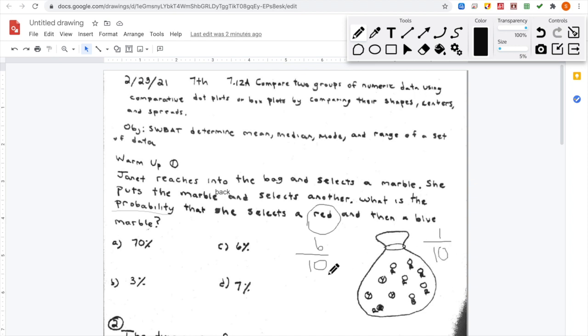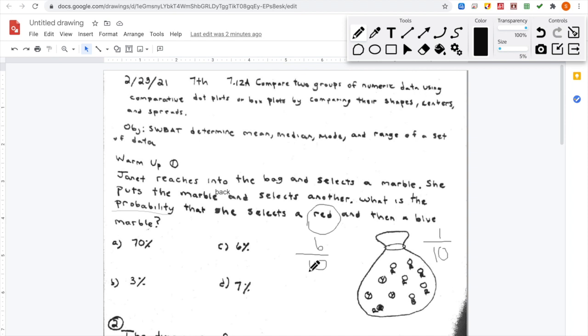Now what a lot of students might do is they might think that this says or. And if it says or, what we would do would be we would add the red and the blue, and we'd have 7 out of 10. And then we'd get 70%. But it doesn't say red or blue. What's happening here is we have two events. The probability of the first event happening, or her getting red, is 6 out of 10. The probability of the second event happening is 1 out of 10.